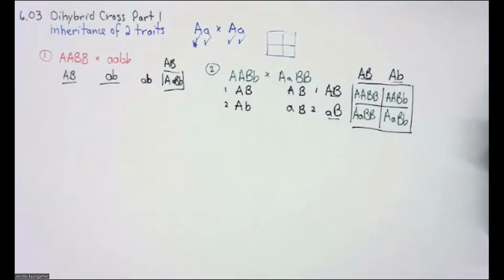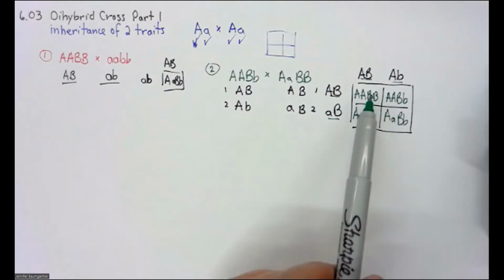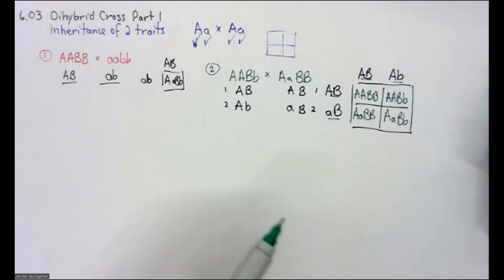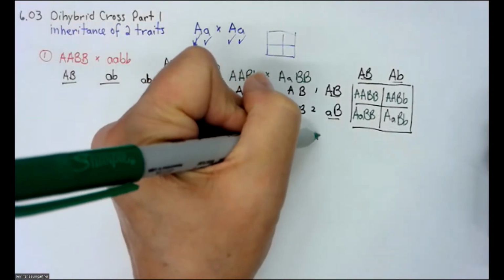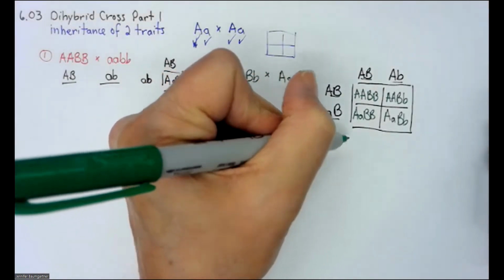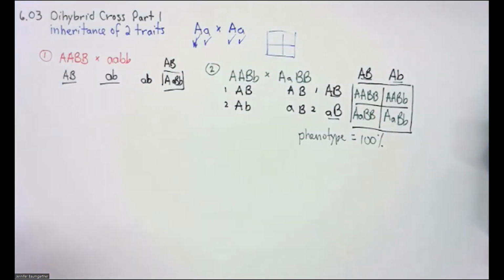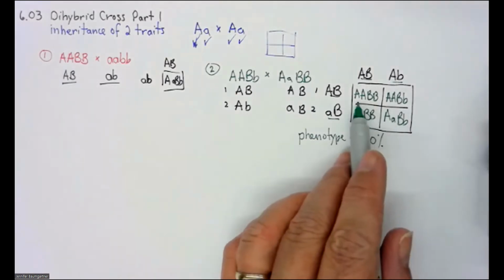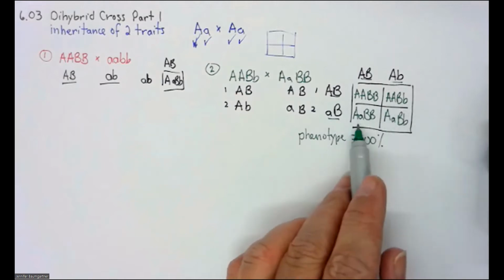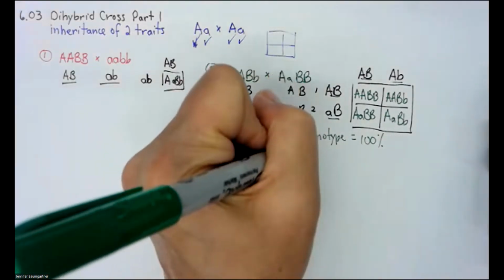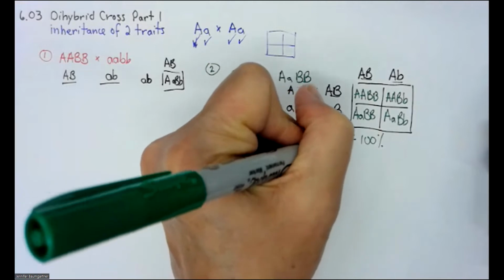Now, I have the same phenotype, right? Because everybody has a dominant allele for A, and everybody has a dominant allele for B. So my phenotypes are 100%. But for genotypes, I have 4 different genotypes. So I can be heterozygous for both, homozygous for both, homozygous for one and heterozygous for the other, and conversely. So I have 4 genotypes.